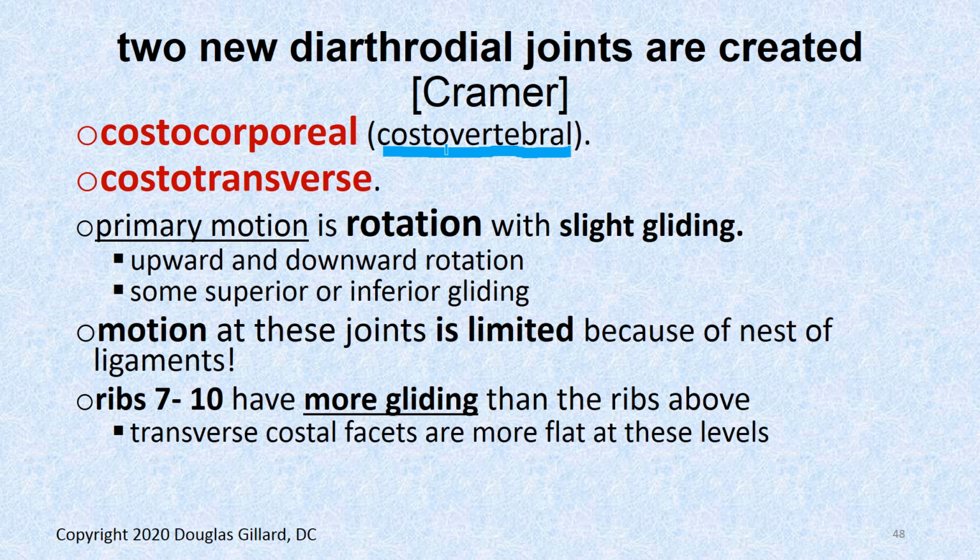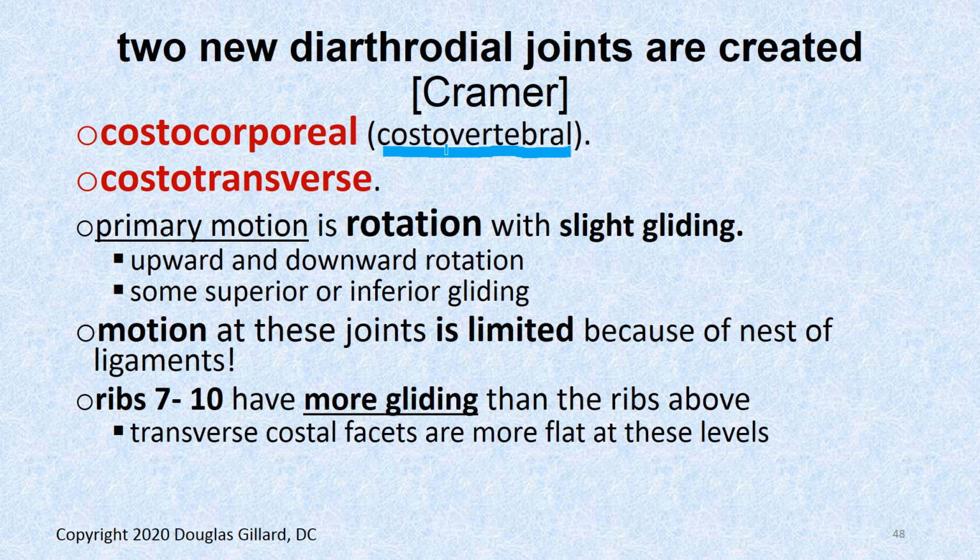Collectively, the primary motion allowed is rotation. Rotation of the rib is allowed at these joints. And there's a slight glide involved. We'll do the biomechanics very soon, if not next. You'll understand what gliding is. But there's an upward and downward rotation, and there's some superior and inferior glide that goes on at the joint. But there's not very much because there's a nest of ligaments that we have to look at, and those ligaments are very hampering, so not much motion.